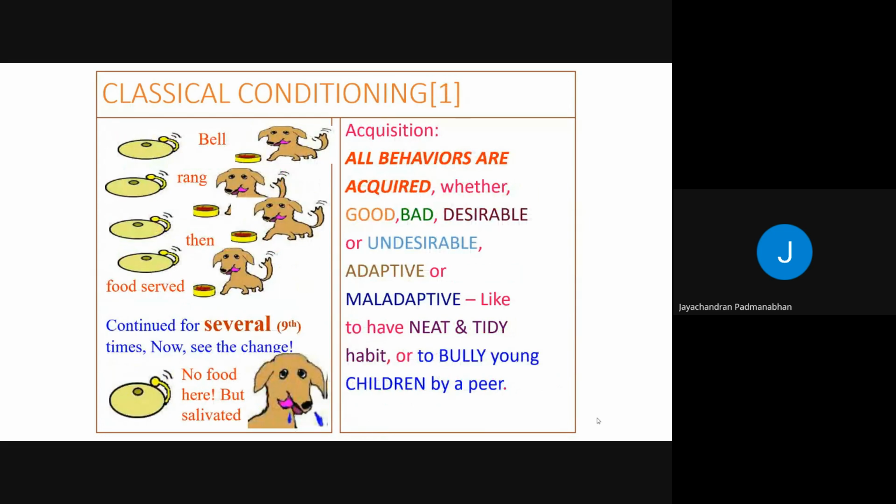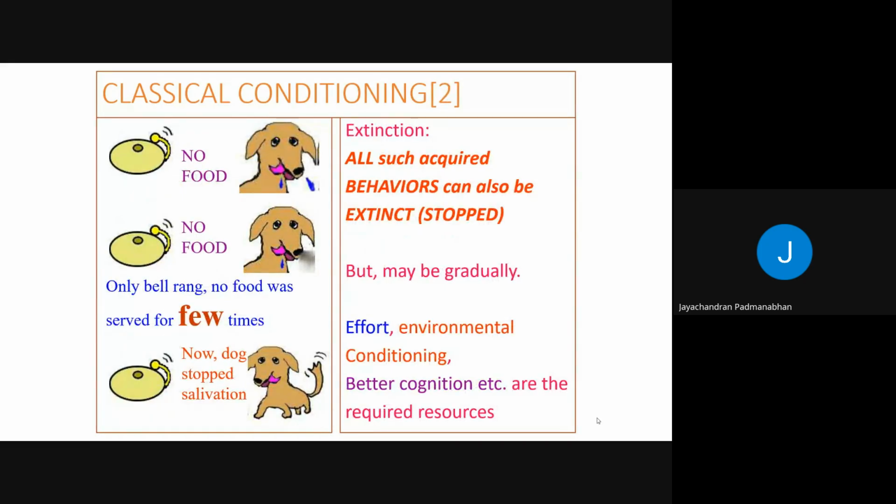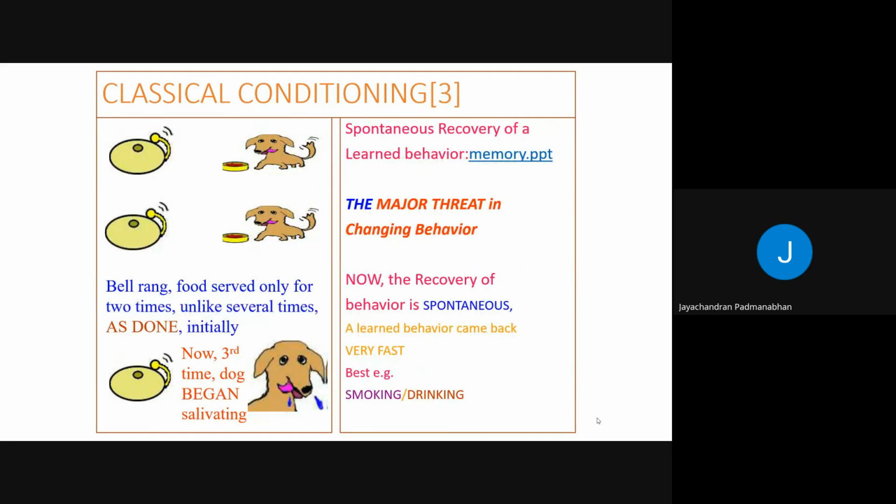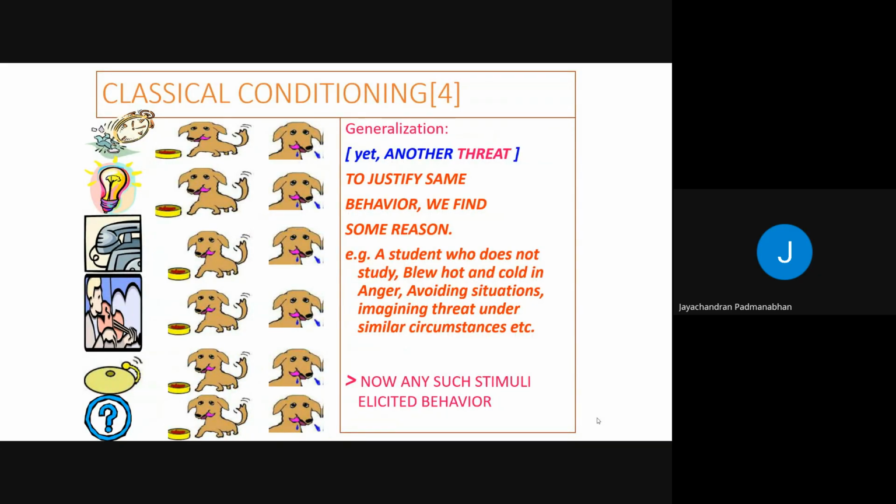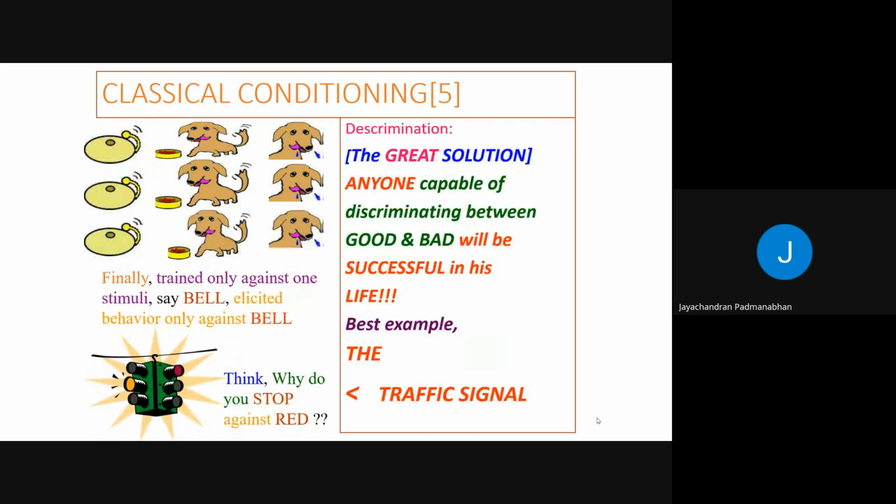All behaviors are acquired. So what can you do right from childbirth? You can think of how bad behavior can be stopped. But what is the difficulty in stopping? Effort, environment, conditioning, better cognition. You should understand that. Then spontaneous recovery: especially when bad behaviors are taught, there's a problem of spontaneous recovery. The bad behavior comes back fast. Then we try to justify our bad behavior every time. The greatest solution is discrimination.